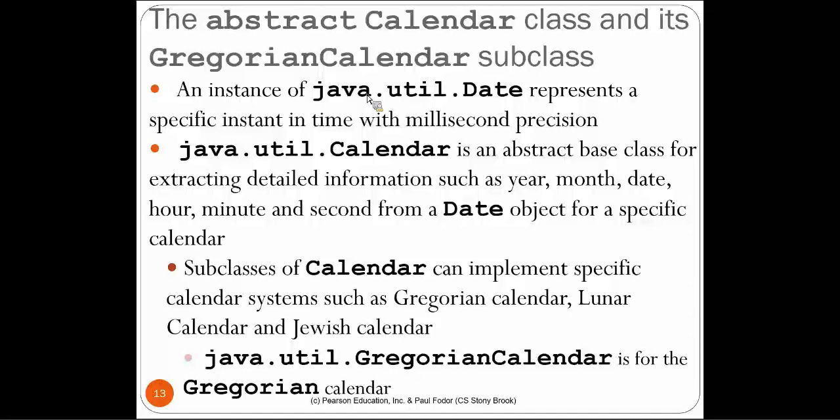The reason is that you can get such values for your current time zone, but you should really get them with respect to a calendar system. And the calendar system that we are currently using is the Gregorian calendar. So java.util.Calendar is an abstract class for extracting detailed information such as the year, month, day, hour, minute, and second from a Date object for a specific calendar. All the subclasses of Calendar implement specific calendar systems, such as the Gregorian calendar, the modern calendar that we are using. But there can be other calendar systems, like the lunar calendar, the Jewish calendar, and so on. So java.util.GregorianCalendar is a concrete implementation for the Gregorian calendar.